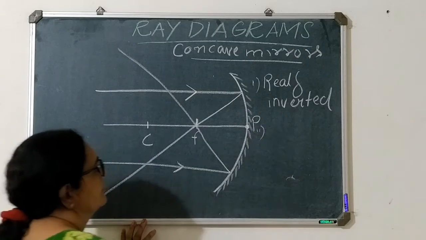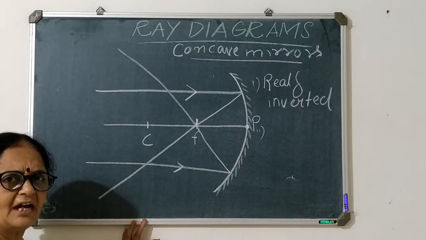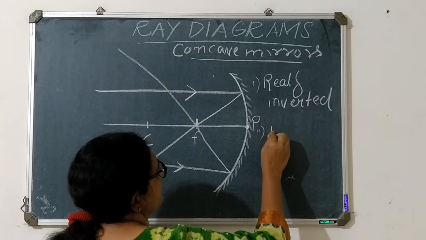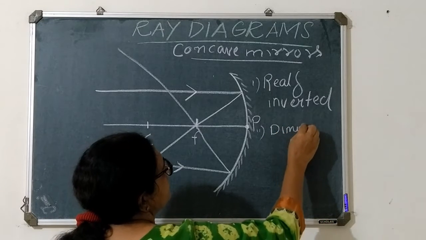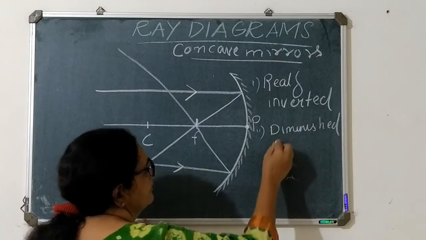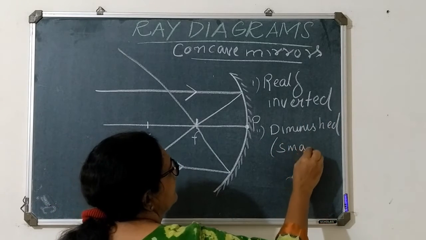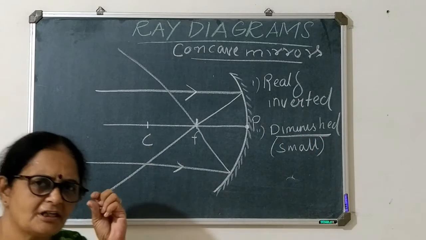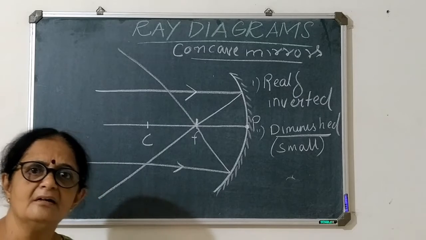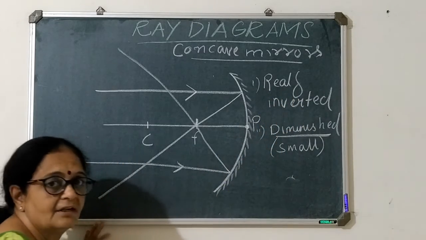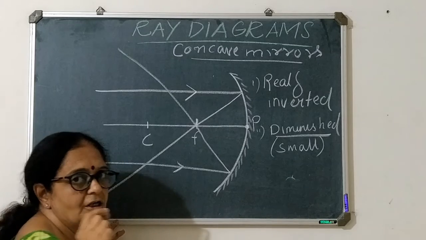Second is the size of the image. The size of the image will be very, very small. Diminished word you can use. You get a very diminished image. Small image. Another word for it is small. But generally you will use the word diminished. Diminished means you get a very small image. So type of the image is real and inverted. Size is very small, diminished.